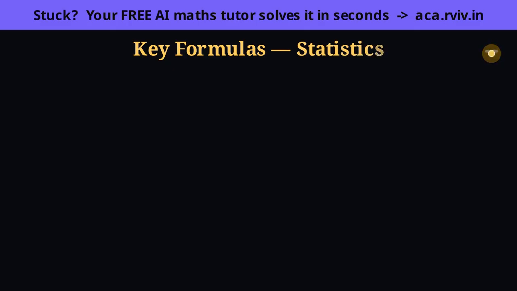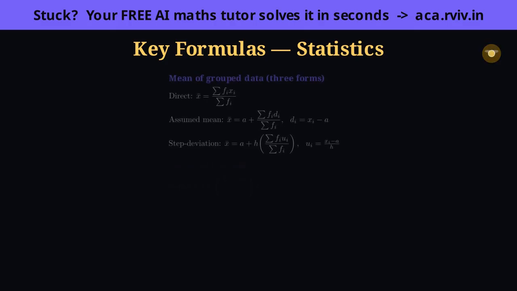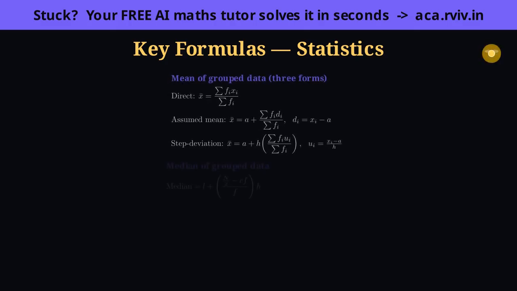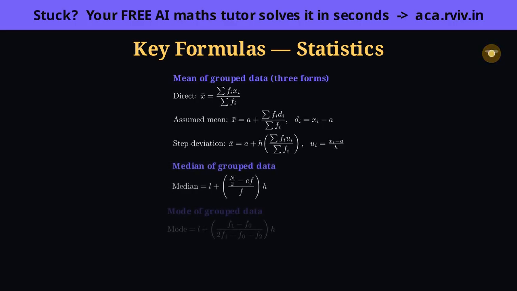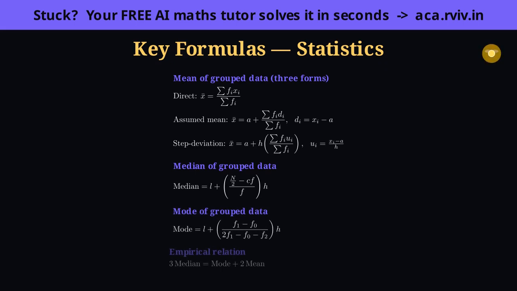The median formula starts at the lower boundary of the median class and walks in by the fraction n over 2 minus cf over f, which is exactly how far past that boundary the middle value falls on the ogive. The mode formula uses the modal class and its two neighbors because the gaps to those neighbors measure how far the peak leans toward the taller side. And the empirical relation, 3 median equals mode plus 2 mean, ties all three together for a moderately skewed distribution.